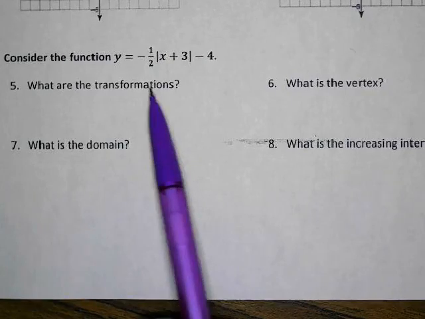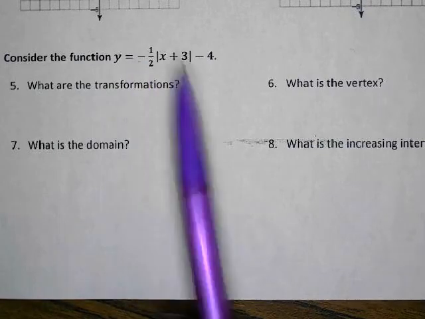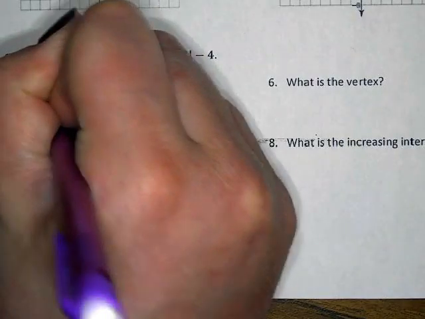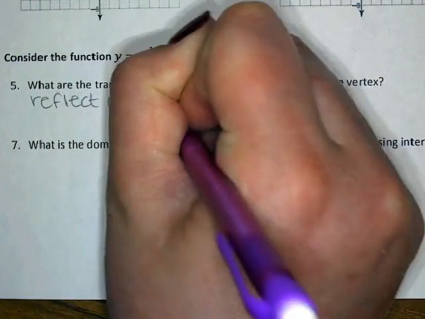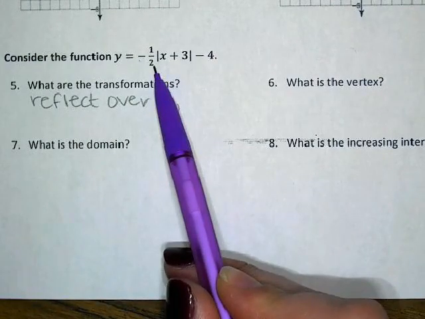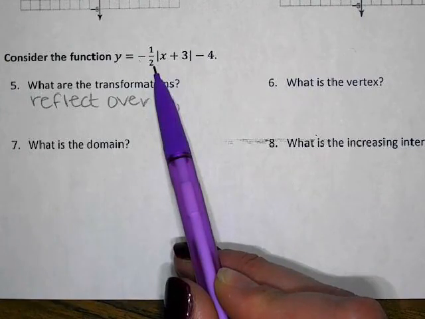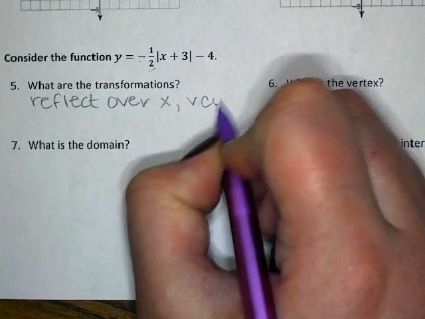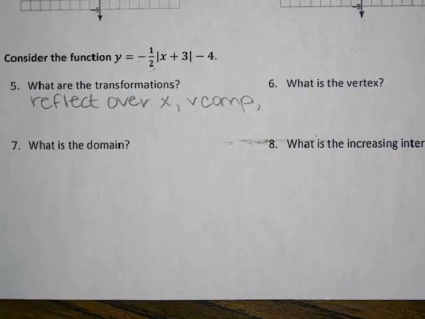All right. Transformations, what are they? We've got a negative in the front. What is that? Reflect. Reflect over x. It makes it go upside down, right? What's the 1/2? It's a fraction. What does it do to the graph? It's a vertical compression. It makes the graph really wide, right? So if the graph is this tall normally, it's going to make it half as tall. It's going to take the graph and squish it, make it look really wide.